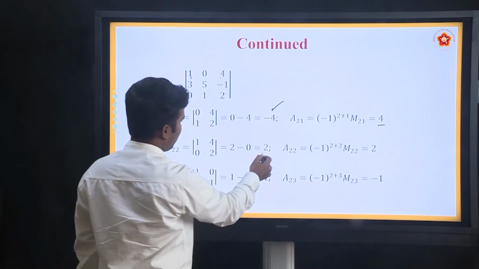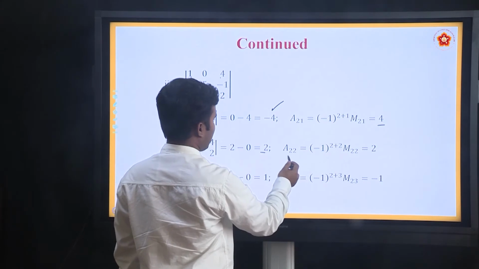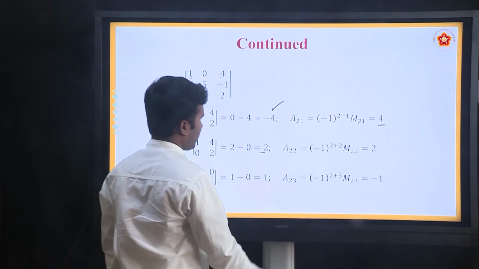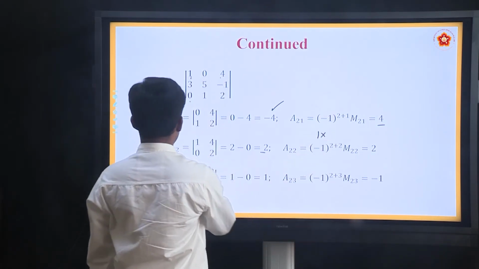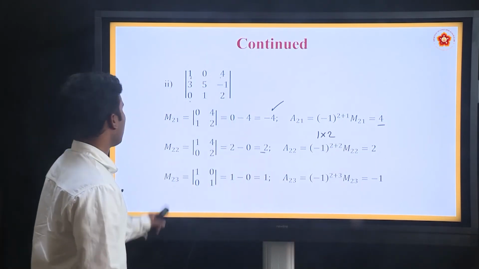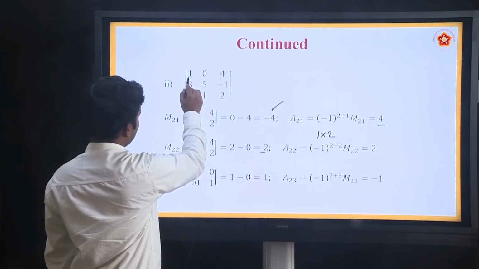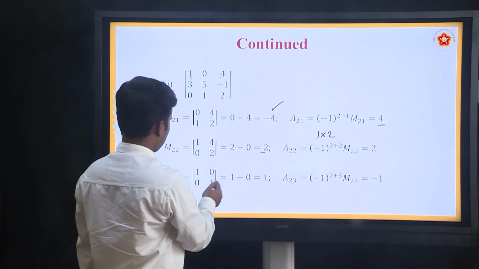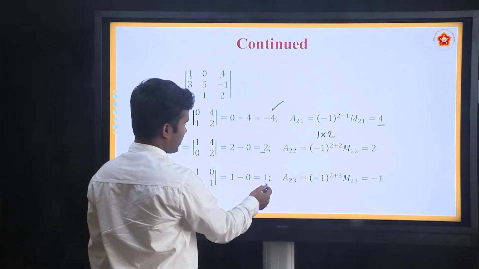You just expand it, and you can find the corresponding cofactor: A22 is equal to minus 1 to the power 2 plus 2 into M22. Anyhow this is 1, and M22 is 2. So 1 into 2 is 2. Next, for a23, we delete the second row and third column and take the determinant of these elements, that is 1, 0, 0, 1. Expand it: 1 into 1 is 1, minus 0 into 0 is 0. So this is 1.